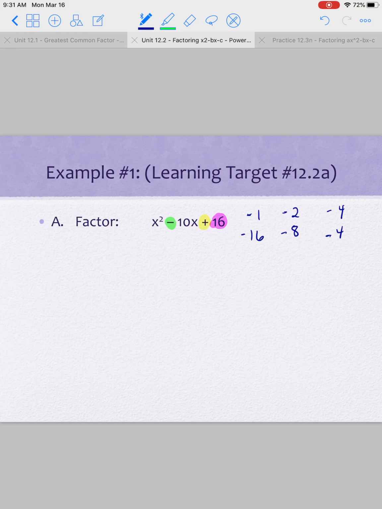So I'll go ahead and simplify these. That's negative 17, negative 10, negative 8. And I'm looking for the ones that add up to this middle term right here. And that's obviously going to be negative 2 and negative 8. So let's draw my box.